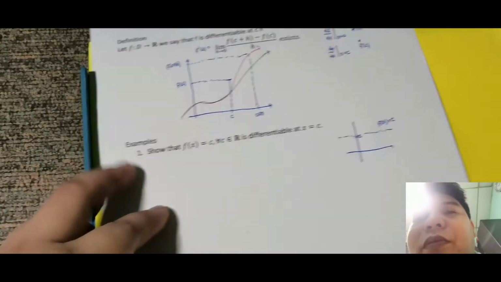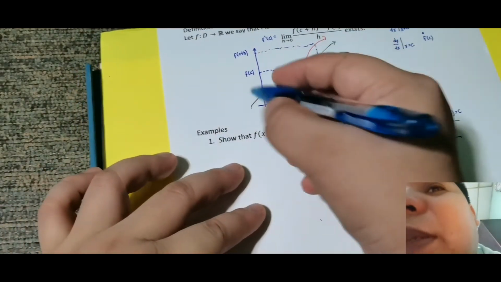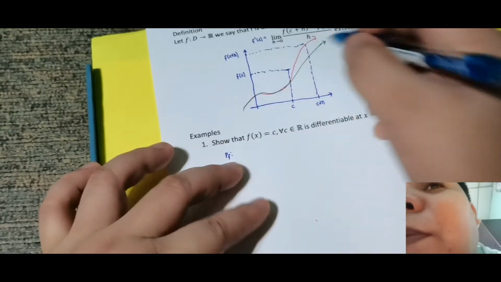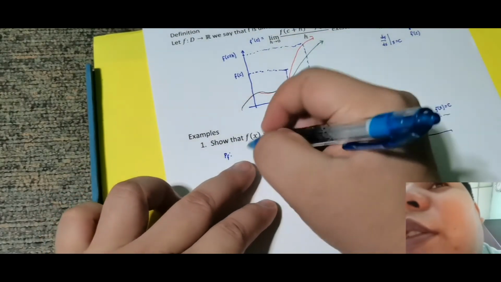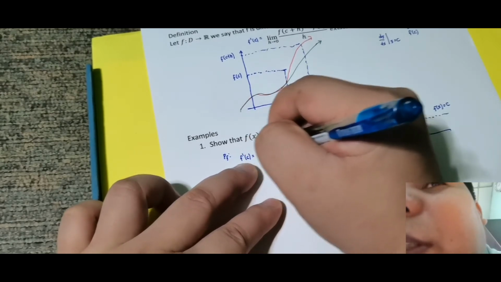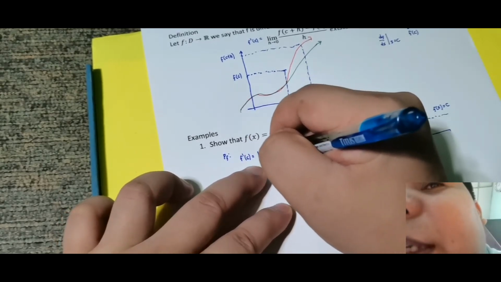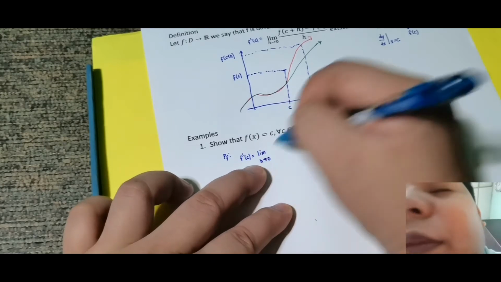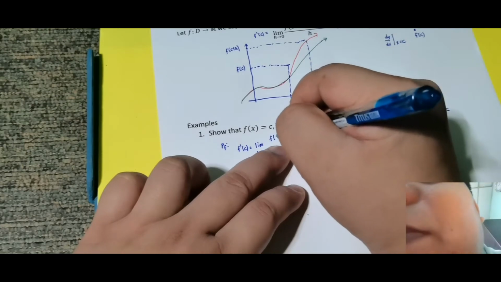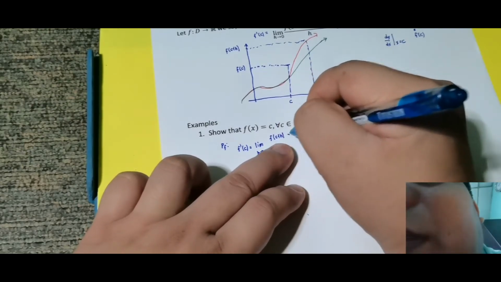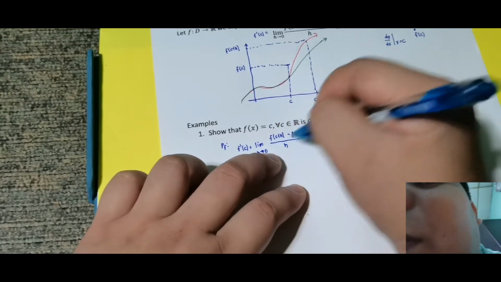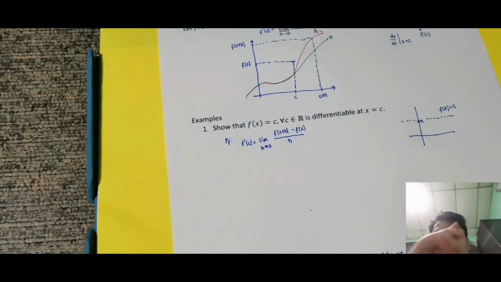So ito yung proof. Pasensya na, medyo sinisipon si sir. So ito yung proof, no? Since at c, we have f prime of c is equal to limit as h approaches 0, kasi yun yung sabi ng f of c plus h minus f of c all over h. Note na ano yung f of c plus h?